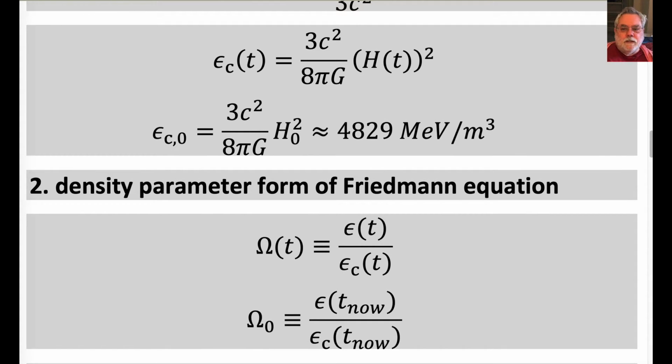Section 2, Density Parameter Form of the Friedmann Equation. Now we define the dimensionless density parameter omega as energy density divided by critical energy density. And this is the value now, today.